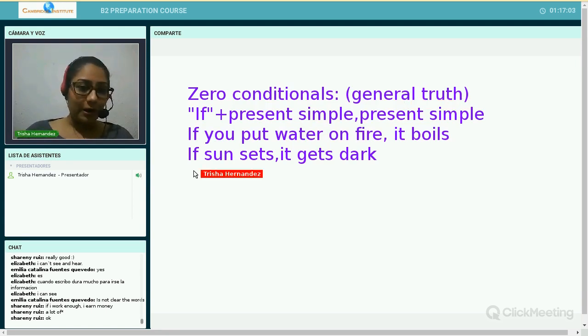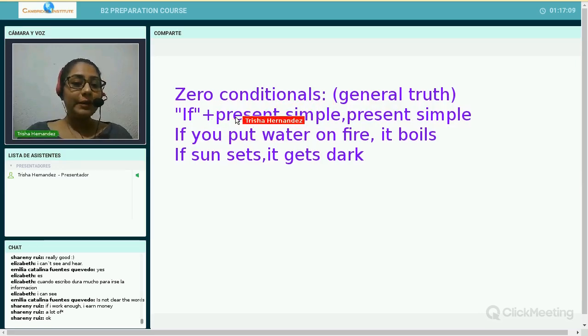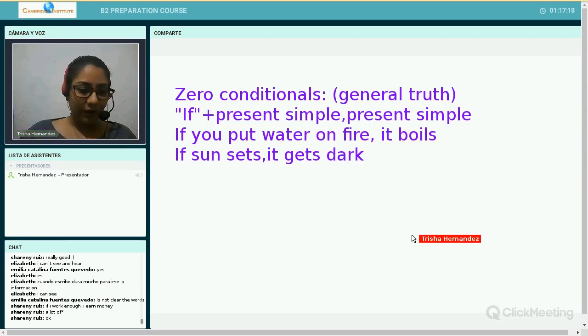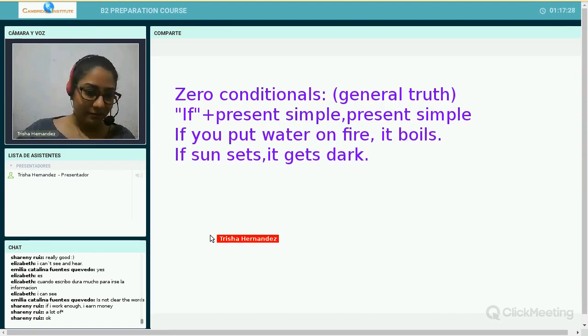So what you're going to do right now is give me an example of zero conditionals following this structure. You have this example, but you're going to give me one example, each of you, okay? Do you have any question before we start doing our exercises? Shareni? Elizabeth?